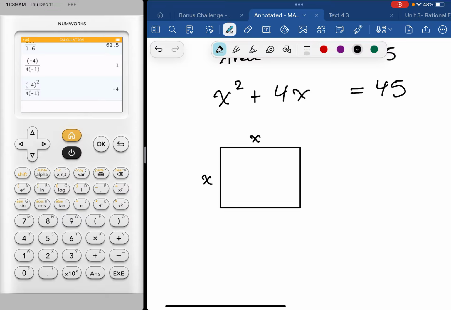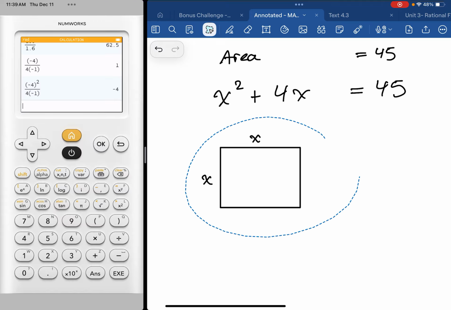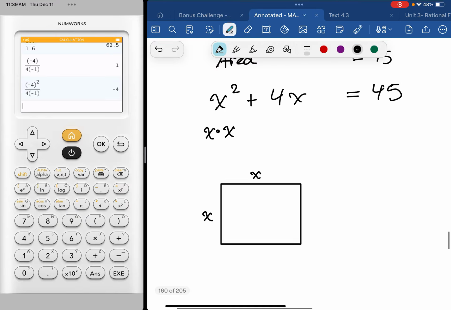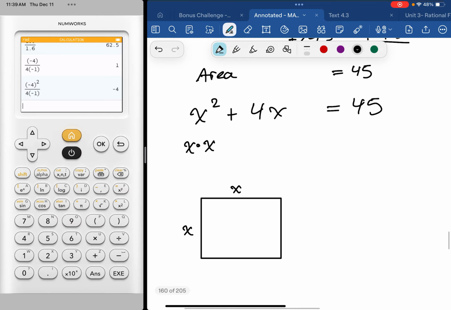Now, it's kind of weird to think of it this way. Let me just show it off on the side here. So x squared is really x times x, which gives us the area of a square that is x by x. This other part is 4 rectangles that have each an area of x. So this is really 4 times x, 4 of those x values.